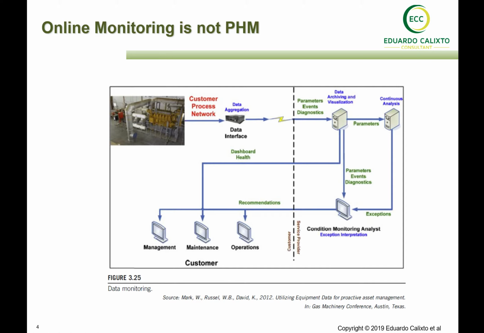The usual step that we consider before prognostic health management was online monitoring. Online monitoring is not prognostic health management, so prognostic health management is more than that. Let's take a look at the concept of online monitoring. Here, basically, we have equipment, a compressor. This compressor has some sensors installed around it in different areas to detect vibration and temperature.